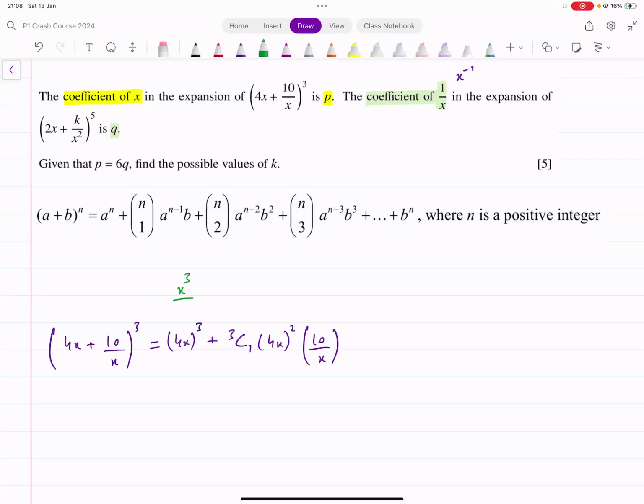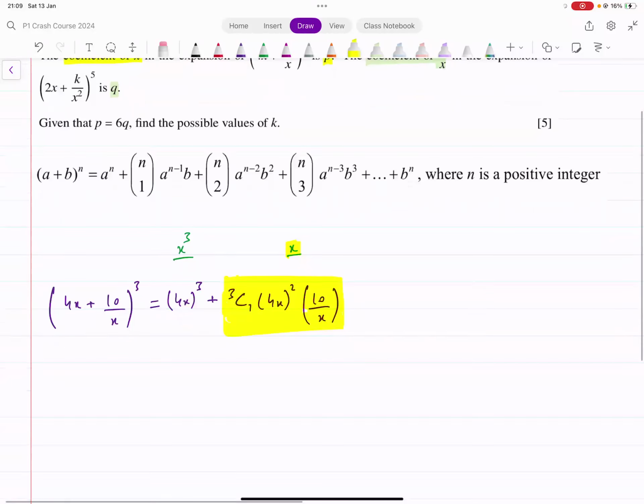What about the second one? x squared divided by x. That's x. And actually, that's the one that we're looking for, right? We were looking for the coefficient of x in the first expansion. This is the term that is going to give us that coefficient. All right, that's the one that we're looking for. So now we just ignore everything else and just simplify this expression. This is the one that we need for the first expansion.